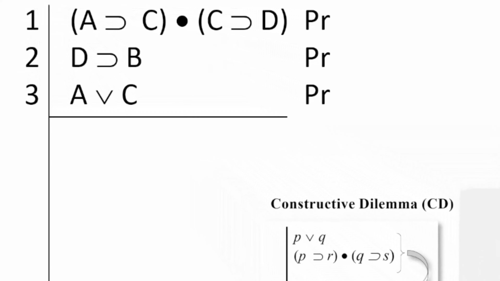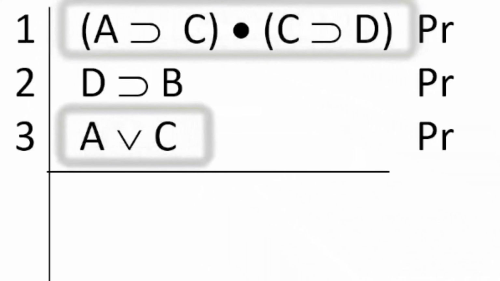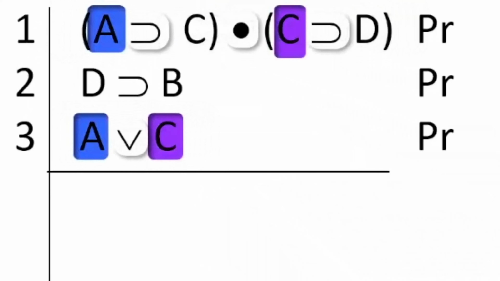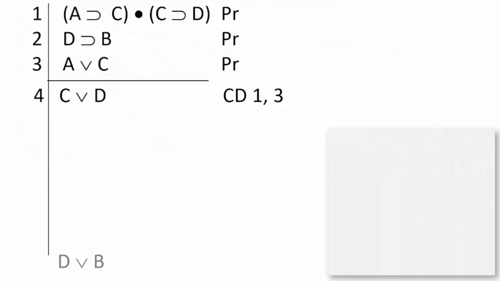Let's try to look at the premises again. We have a disjunction, A or C, and we have a conjunction that invites the application of constructive dilemma. The antecedents of the two conditionals in the conjunction in line 1 match the disjuncts of the disjunction in line 3. So let's just apply constructive dilemma. This is an instance of the working forward strategy. We obtain a disjunction of the two consequents, C or D.